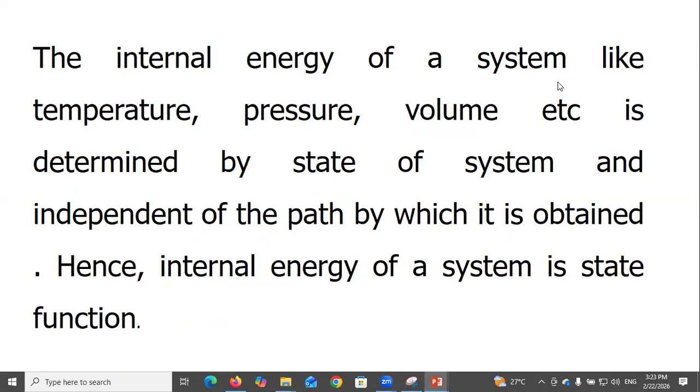The internal energy of a system, like temperature, pressure, volume, etc., is determined by the state of the system and independent of the path by which it is obtained. Hence, internal energy of a system is a state function.